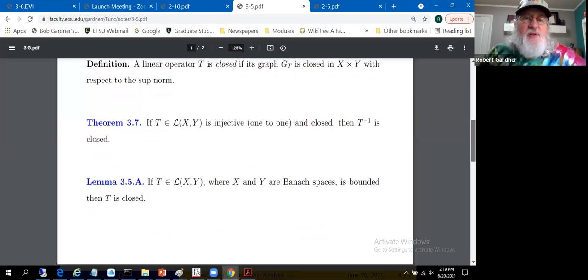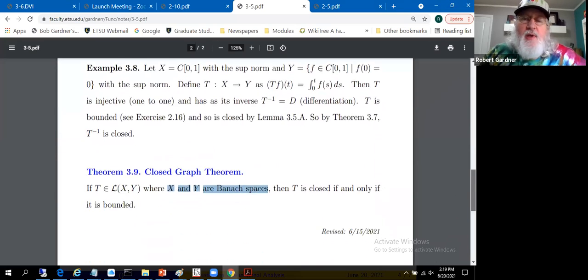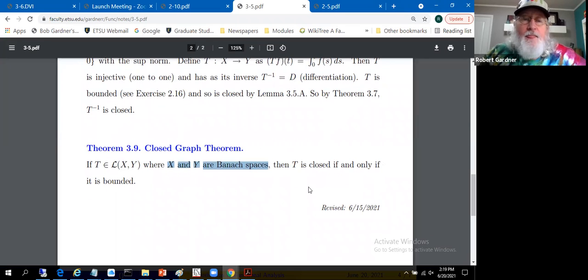So if the graph is closed, then the operator is bounded and conversely. So T is closed if and only if T is bounded. T is closed, really the definition was the graph of T is topologically closed.